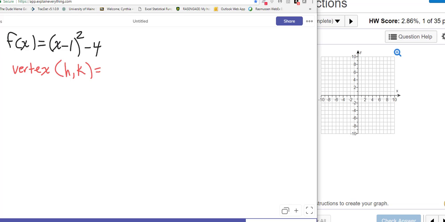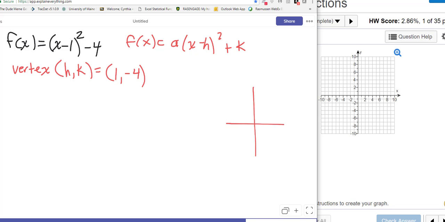And so in this case, if this is in the standard form, a(x minus h) squared plus k, we can see the minus h, the minus is already there, so that would be 1. But the k being positive, we need a negative, so that would be -4. So that tells me, and I'm going to graph it over here in the lab so you can see how to graph it, if I go to 1 and down to -4, that's where the vertex will be.